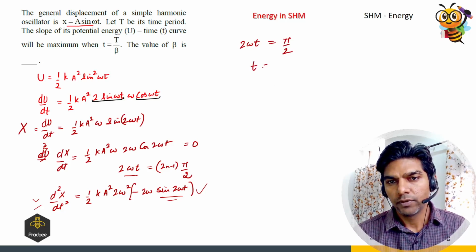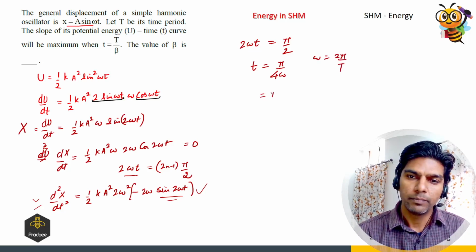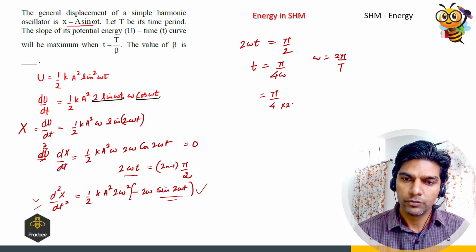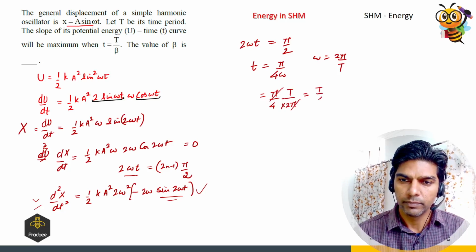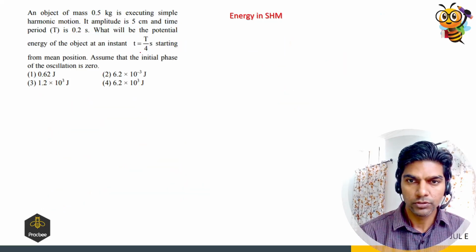Or we can say t will be pi by 4 omega, and omega can be written as 2 pi by capital T. So that will be pi by 4, and then this will be 2 pi by capital T. So pi will get cancelled out, and this will be T by 8. And if you compare, then beta comes out to be 8 only, right? So 8 is the answer to this question.